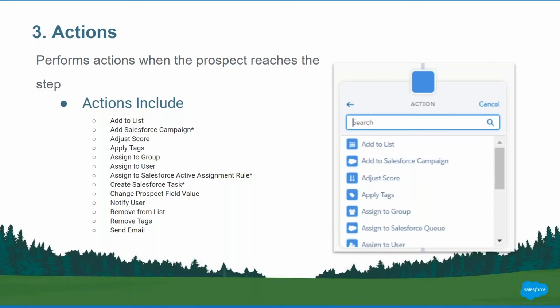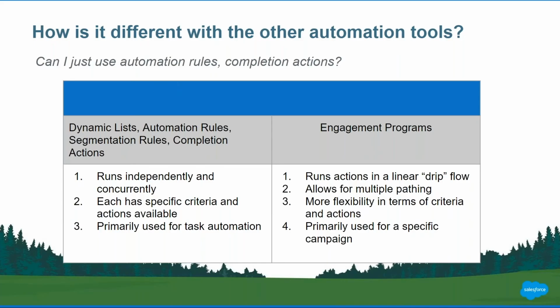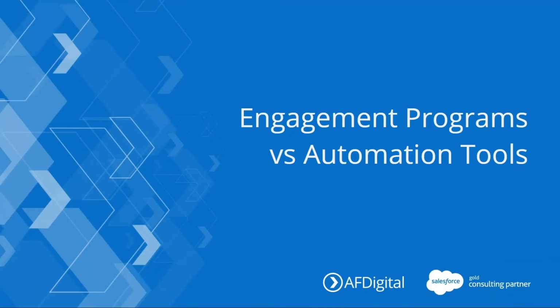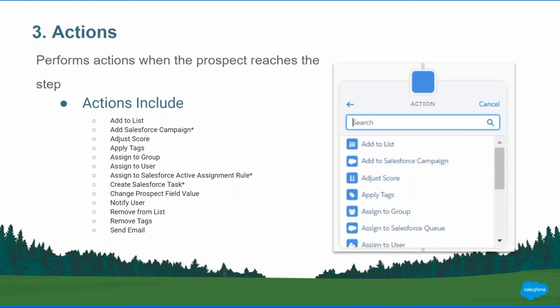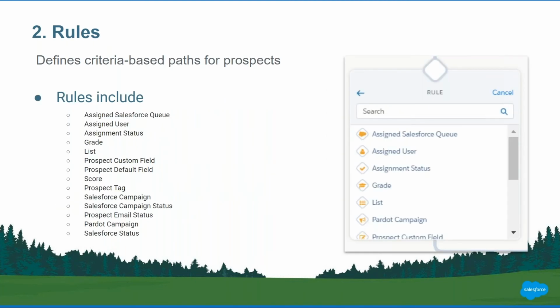Now that we know what engagement programs are composed of, if you take a closer look at the actions here, there are some actions that you can't do within an engagement program, but you can do with an automation rule. Prospect actions and triggers are essentially just listening for things. If you're going to create a step that has a trigger and then an action on it, it's basically just like a completion action. Or if it's a rule, it's basically just an automation rule.